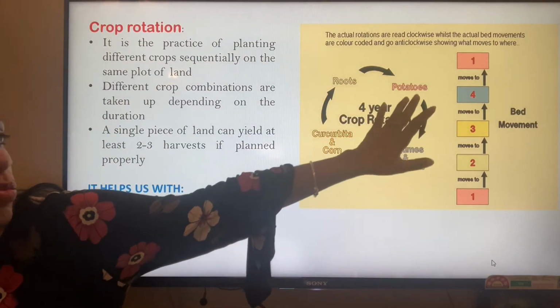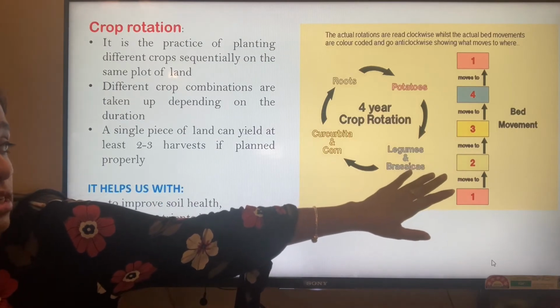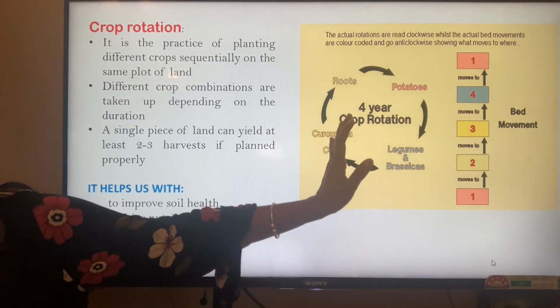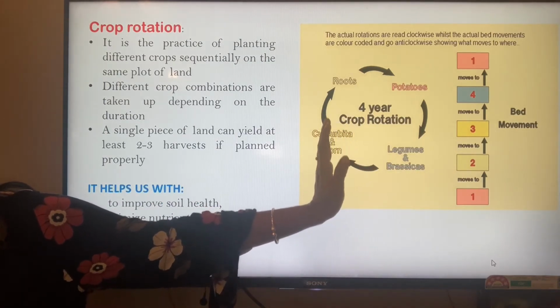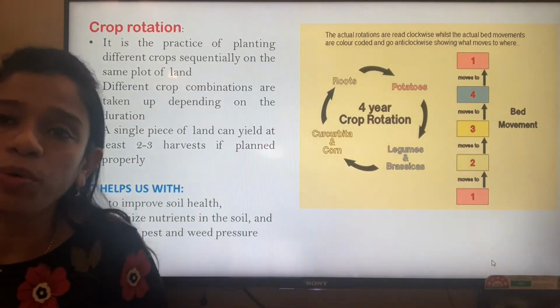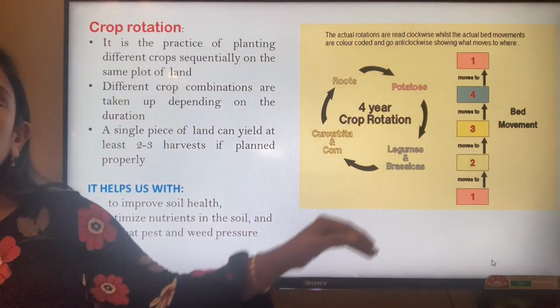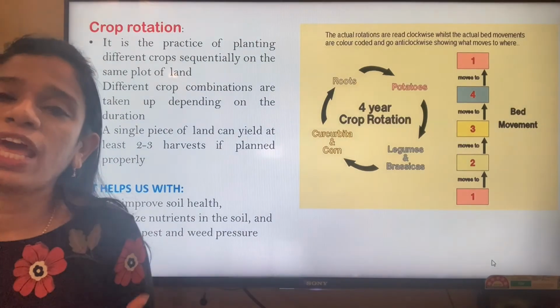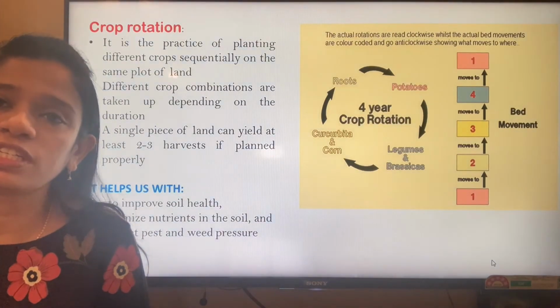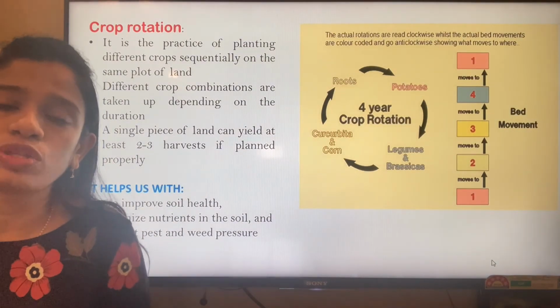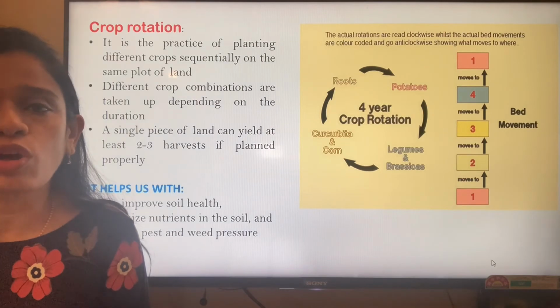Like it is for potatoes, legumes and brassicas. Then again we can go for cucurbits and corn, and then again some root crops. So this way we can take up crop rotation, which can help us to increase the fertility, maintain the soil and also give us proper produce of the crops.